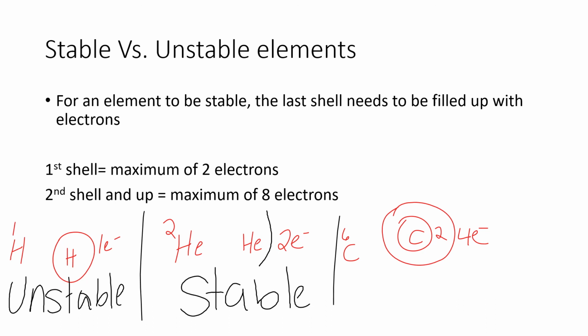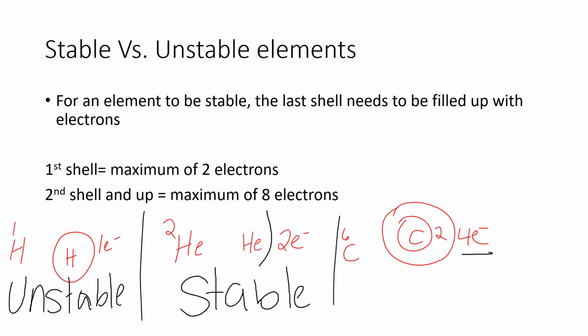And so helium is not going to feel the urge to bind to another element. You can find helium on its own because it is stable. What about carbon? Carbon has 6 electrons. So I'm going to draw 2 in the first one and then 4 in my last shell.